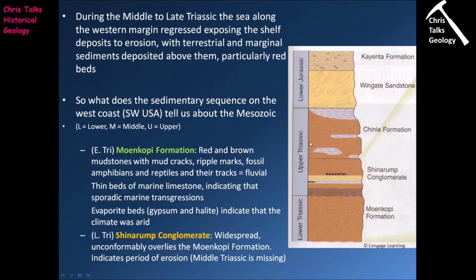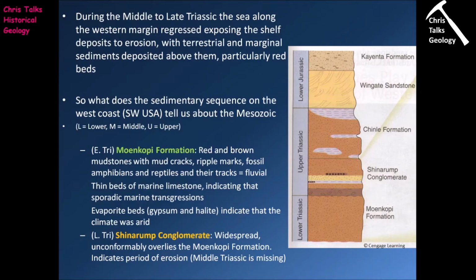Now, in the middle and late Triassic, we see the sea along the western margin of North America regressing, and this exposes the shelf marine deposits. So it exposes these sandstones, mudstones and limestones that were deposited in the early Triassic, and so they get reworked by terrestrial processes. We have fluvial processes and desert processes reworking this material, and we have the occasional small marine transgression. So the sea will come onto the land for short periods of time and then regress back into the ocean basin.